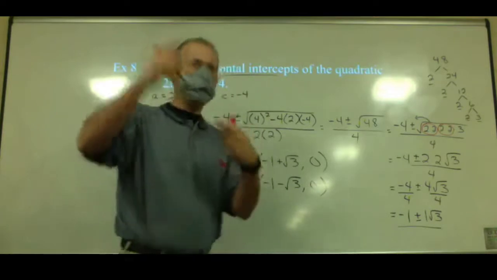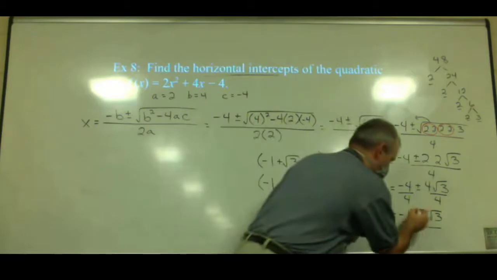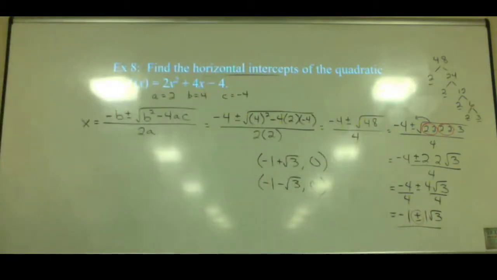Now the reason we have those 2 is because of that plus or minus right here. That tells us we're going to add it, and then we're also going to subtract it. That gives us 2 different answers. Okay? And again, that just comes from the formula. And so those are our 2 horizontal intercepts.